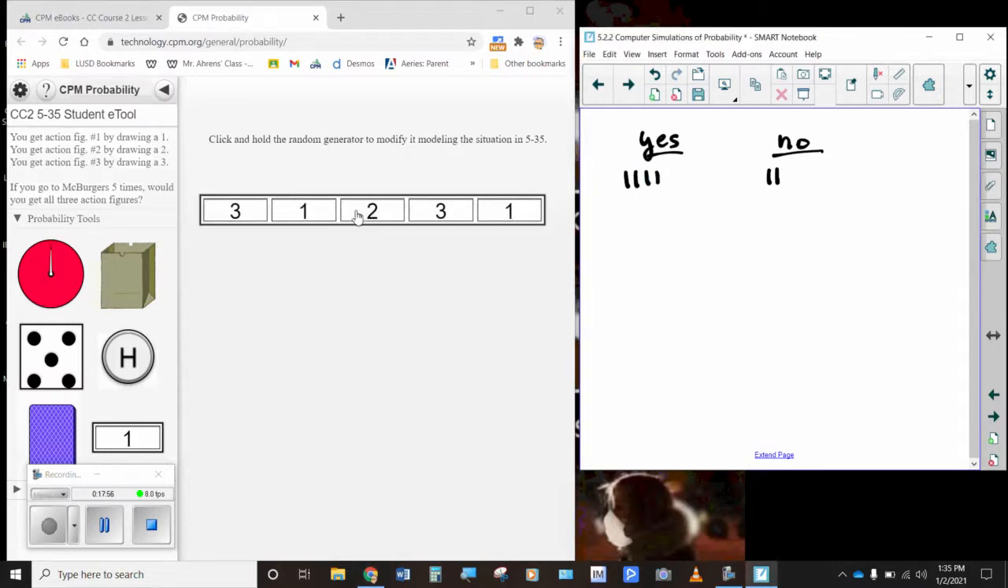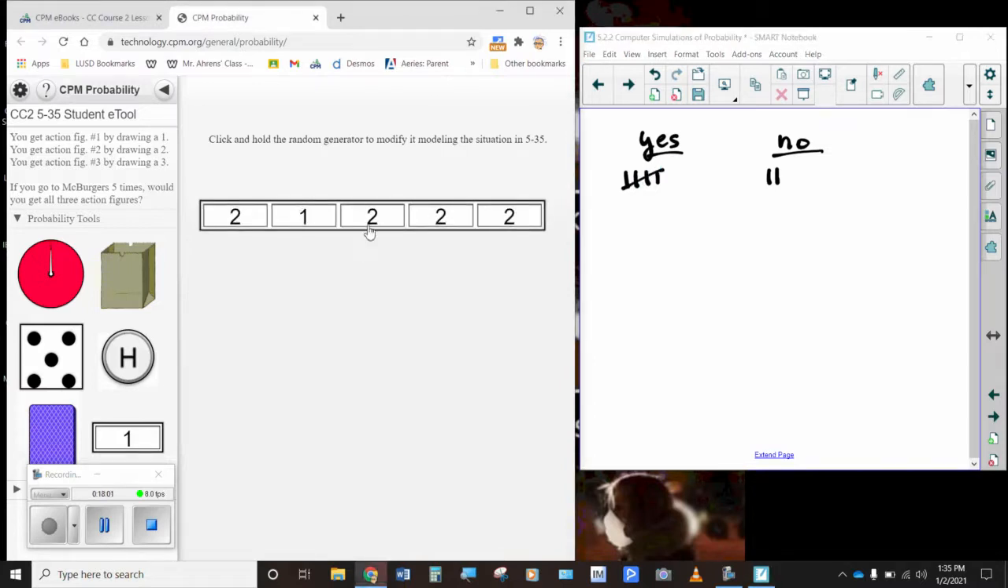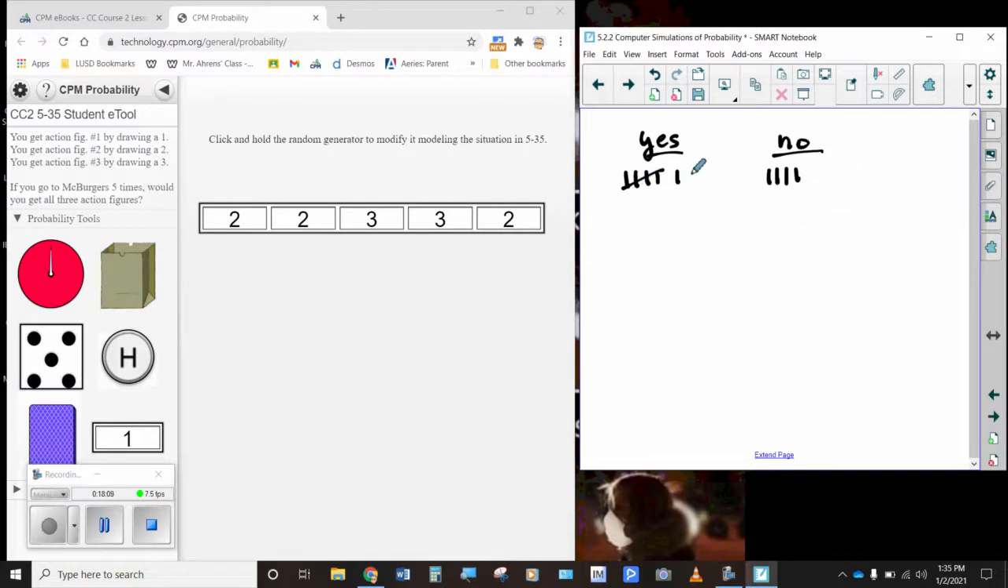Yes. Yes. No. Yes. No. That is 6 out of 10 are yeses, which is also 60%. That's pretty interesting. Let's do it a total of 20 times now. Out of 5 and out of 10, it was 60% chance of success. Let's see if that holds for 20.